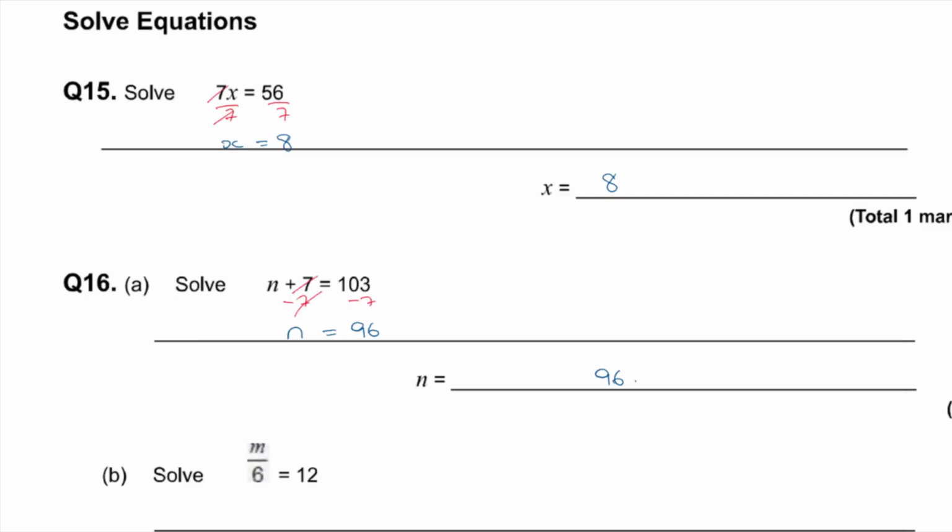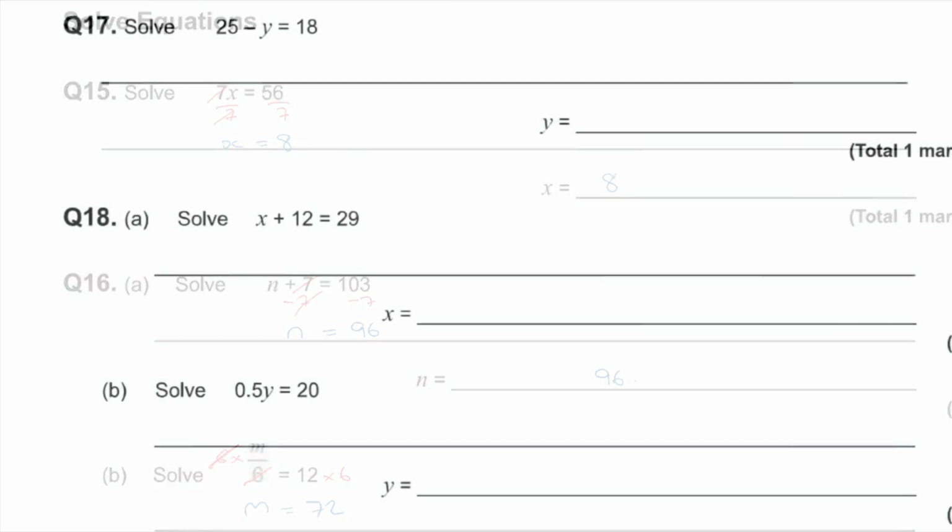And B, solve m divided by 6 is equal to 12. So I had the value of m, I divided it by 6 and I got 12. So to get back to m, I need to do the opposite of dividing by 6, and that is multiplying by 6. So as long as I multiply both sides by 6, it should stay balanced. But that 6 will cancel with that 6, and it will leave me with m on the left, and 12 times 6, what's that then? Well, 5 12s are 60, so 6 12s is going to be 72. M is 72.